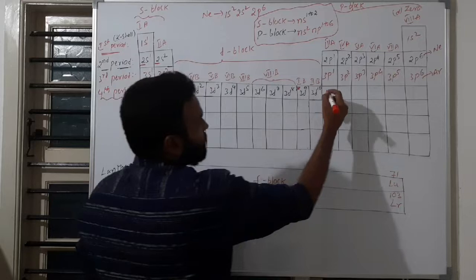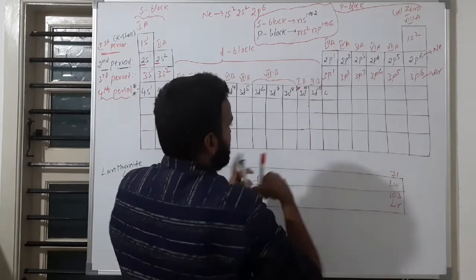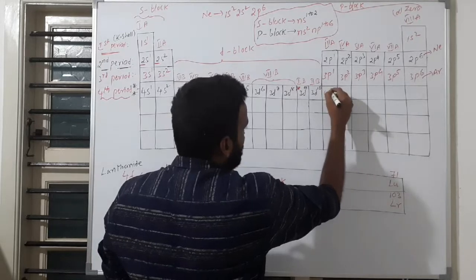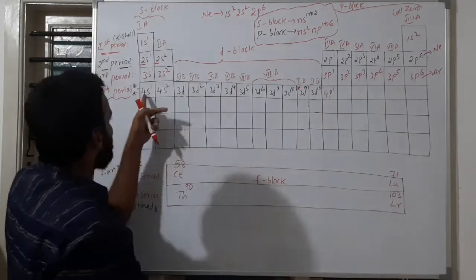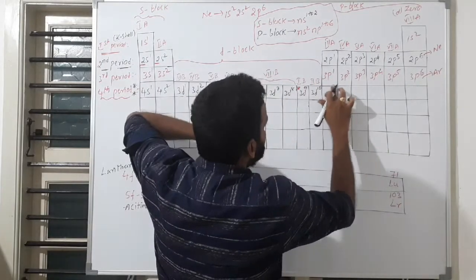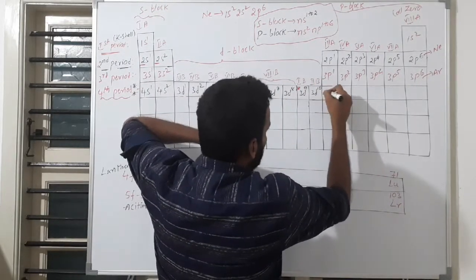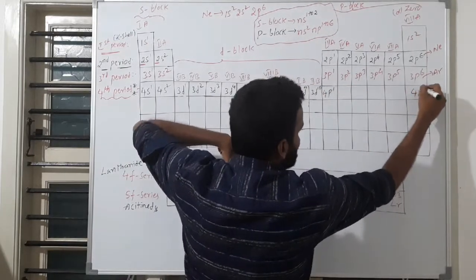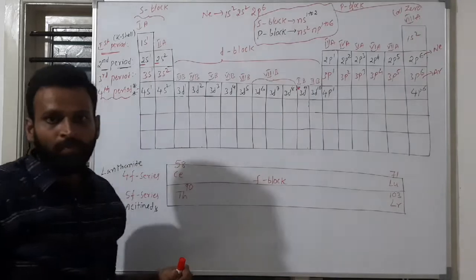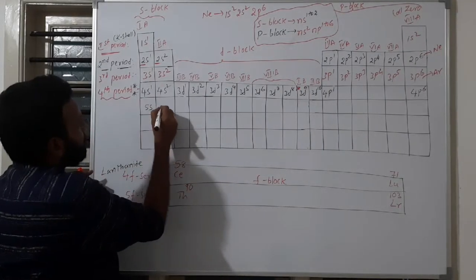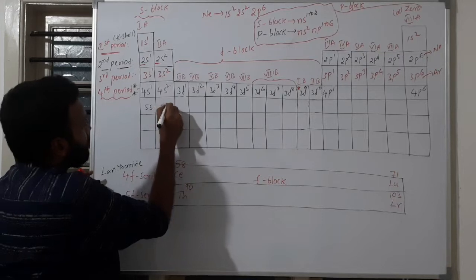After filling of 3d, again the same story, that is from 4p now. Okay, 4s1, 4s2. Now here 4p1. This is what? 4p1 and so on up to 4p6. Get it? So here in that way, 5s will come. Here 5s only will come.